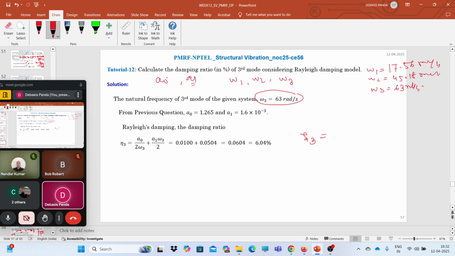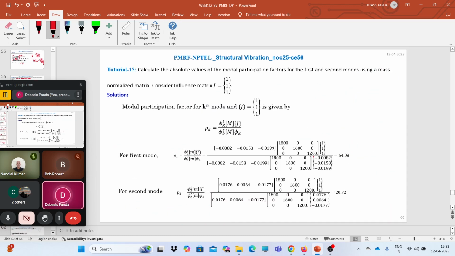First you need to calculate a0 and a1. You have already calculated them on the previous slide; we have the values of a0 and a1. So what will be the value of zeta 3? It is nothing but a0 by twice omega 3 plus a1 omega 3 by 2. Just put in all these values, and you will find the value comes to 0.604% for this system.